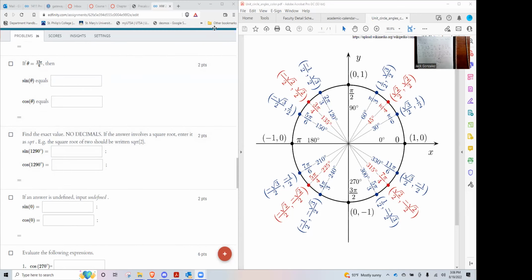Just pay attention to exact. If it says exact, you have to use the circle. If it doesn't, you can get away with a decimal. Problem here, obviously bigger than 360, so subtract a few 360s until you get to something below 360. So you would just take the 1290 minus 360 over and over again on your calculator. Just keep pressing minus 360, minus 360.